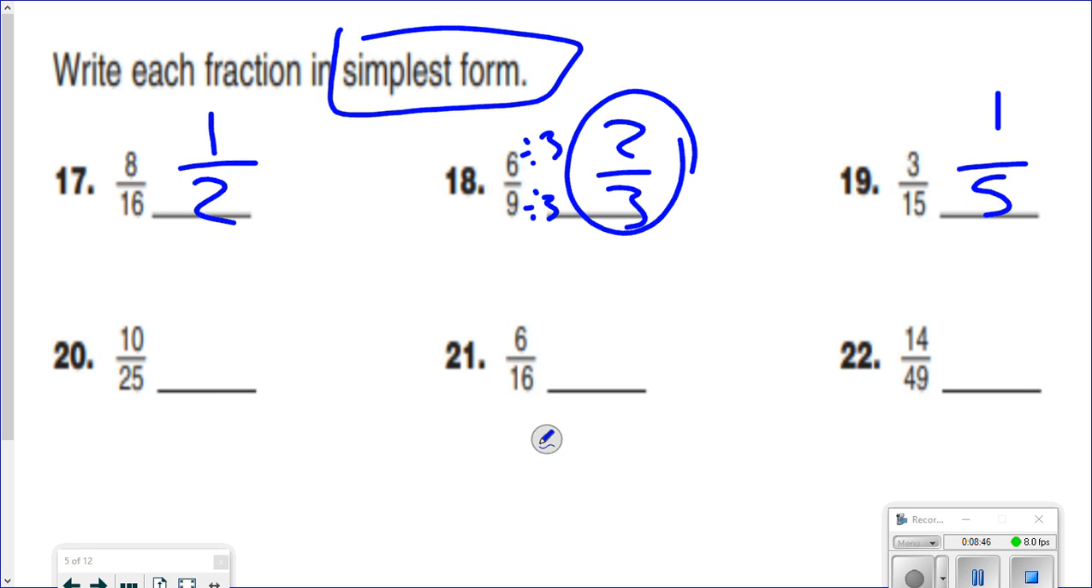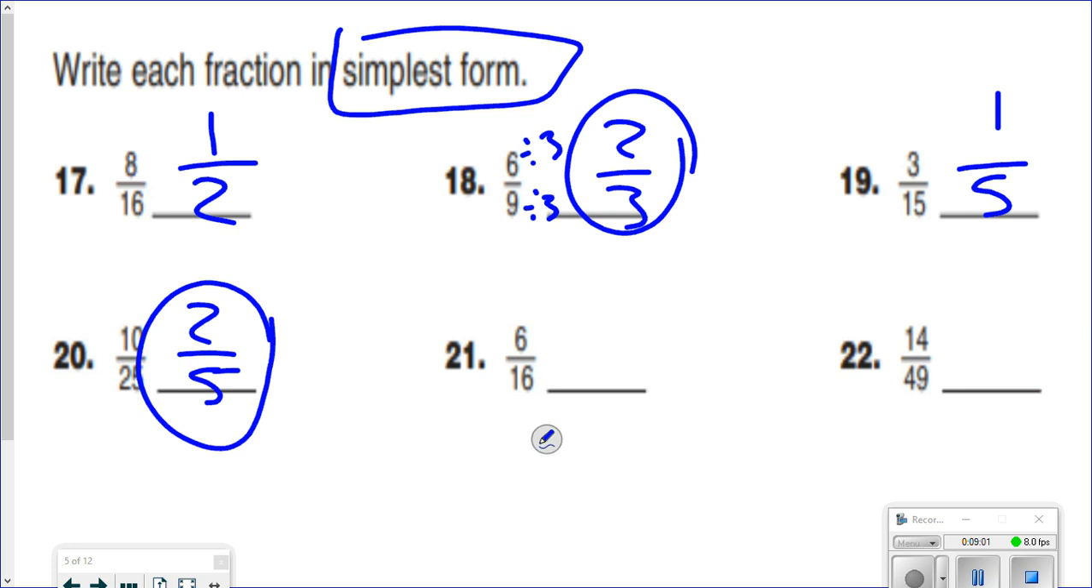Next problem is 10 over 25. I know 5 can go into both those. 10 can't go into both because 10 can't go into 25. 10 divided by 5 is 2. 25 divided by 5 is 5. We can't get any smaller than 2/5.